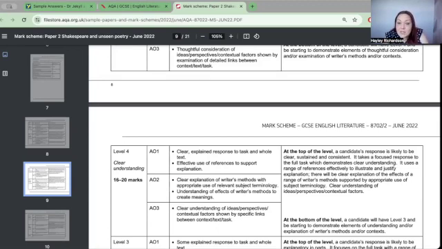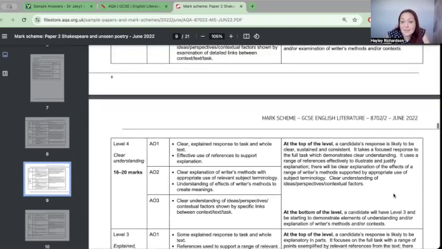So a candidate's response is likely to be clear, sustained, and consistent. It takes a focused response to the full task, which demonstrates clear understanding. It uses a range of references effectively to illustrate and justify explanation. There will be clear explanation of the effects of a range of writers' methods supported by appropriate use of subject terminology. Clear understanding of ideas, perspectives, and contextual factors.